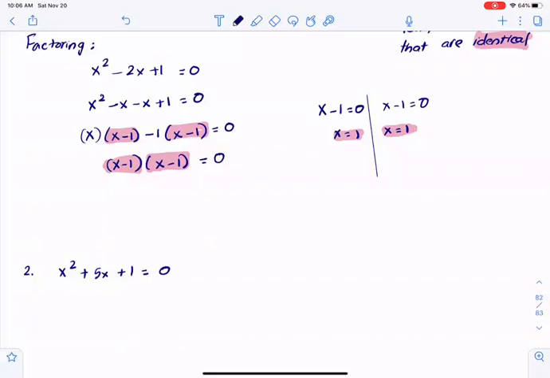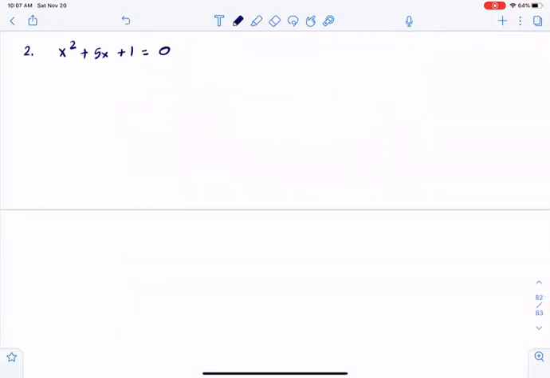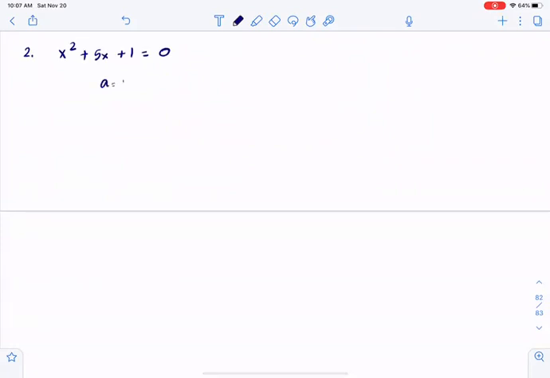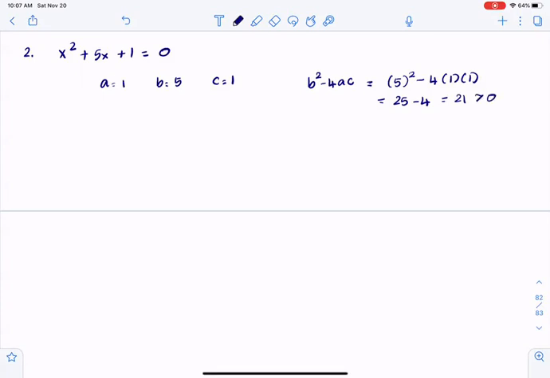So here we have x squared plus 5x plus 1 equals 0. So a is 1, b is 5, c is 1. I'm going to evaluate the discriminant first, so I sort of will have confidence in my solution. So b squared is 5 squared minus 4 times a is 1, c is 1. So 25 minus 4. I get 21, which is definitely greater than 0. So I am going to get real distinct roots.